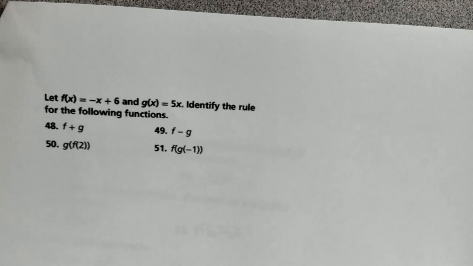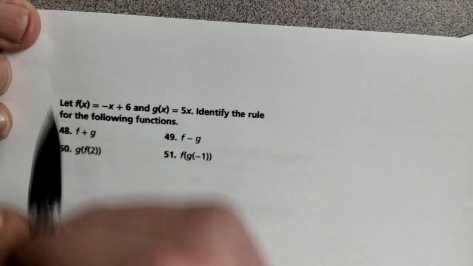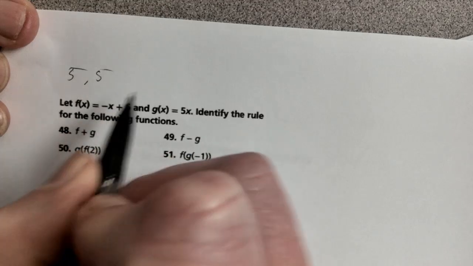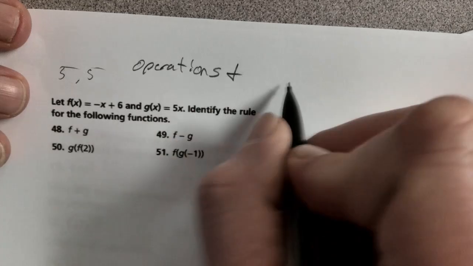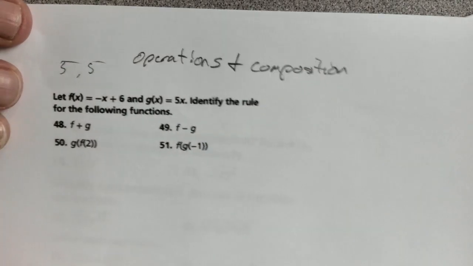Whoop. There it is. Doing our review. Finishing up our review. So this is the 5.5 material where we are looking at operations and composition. This is literally just the last one.